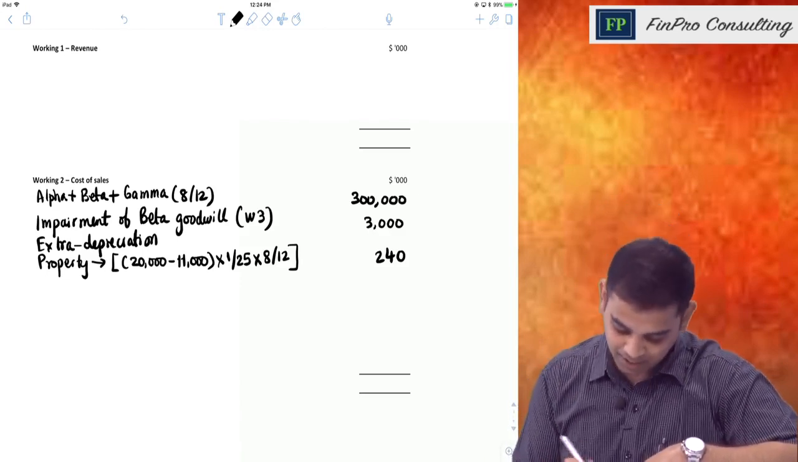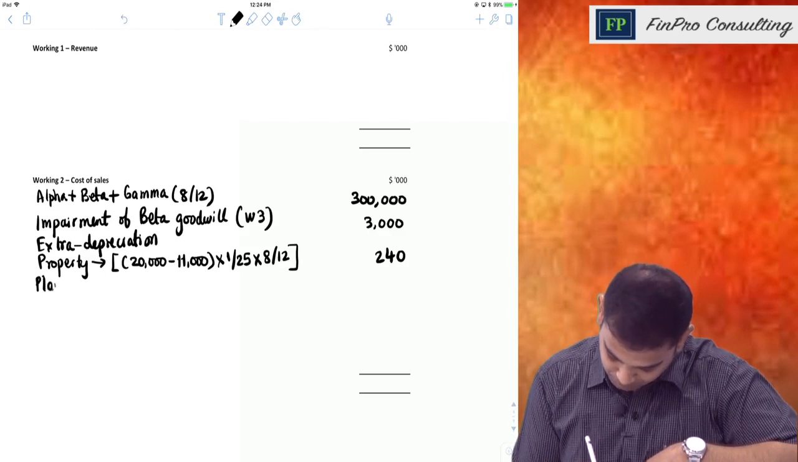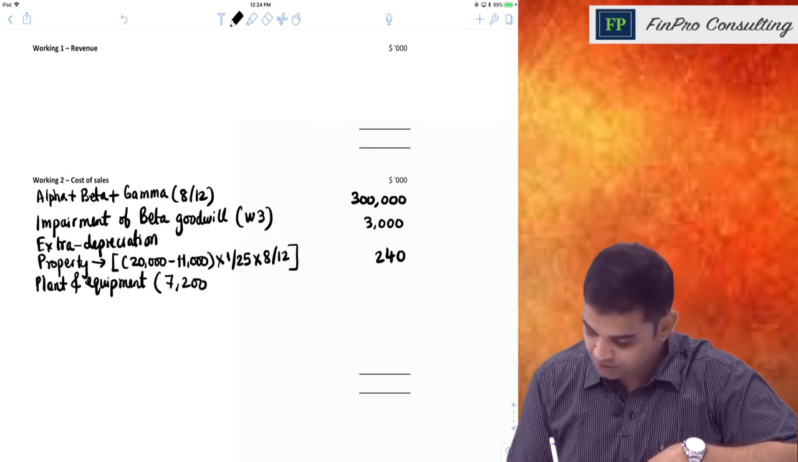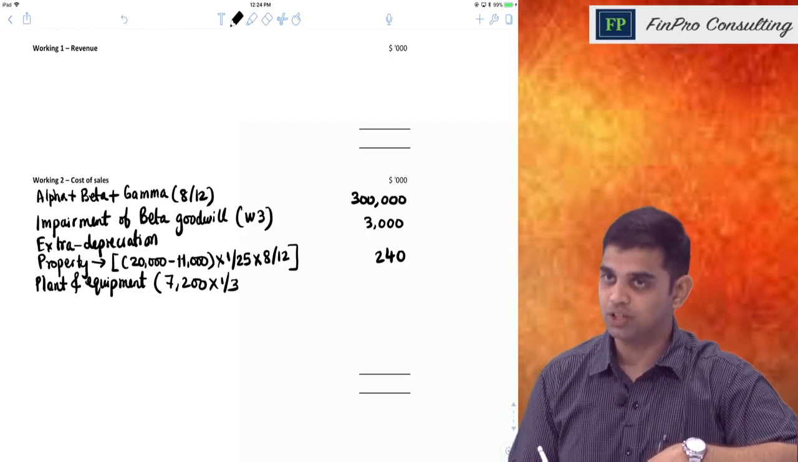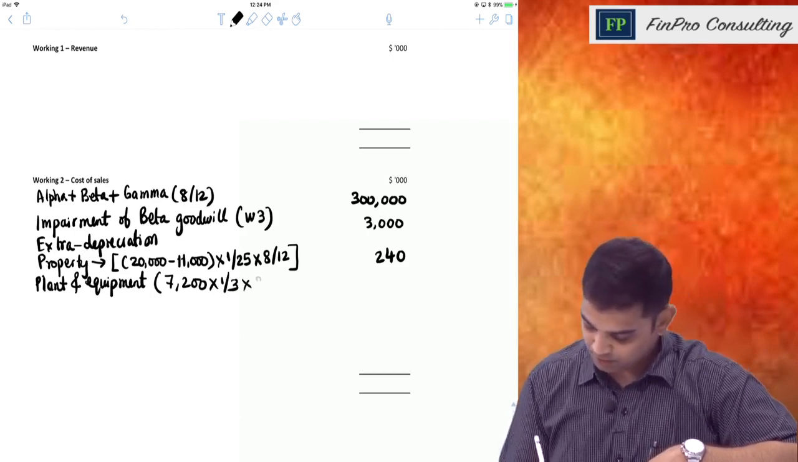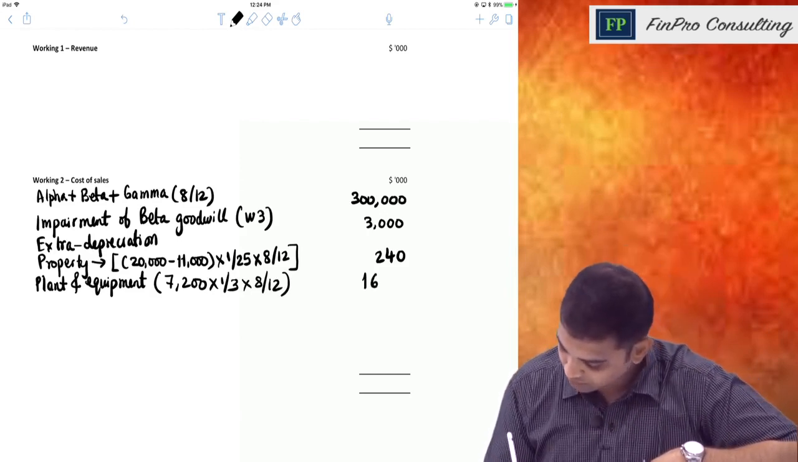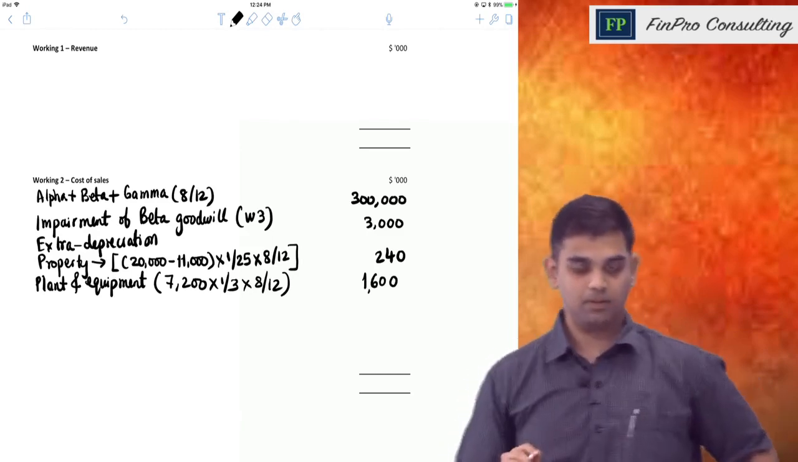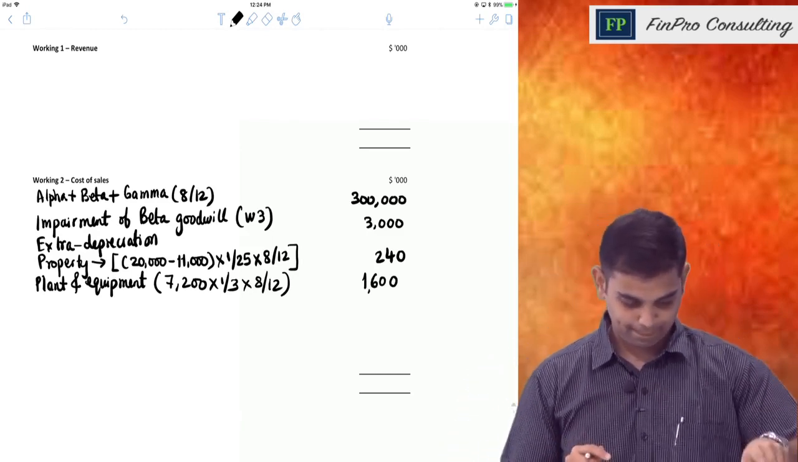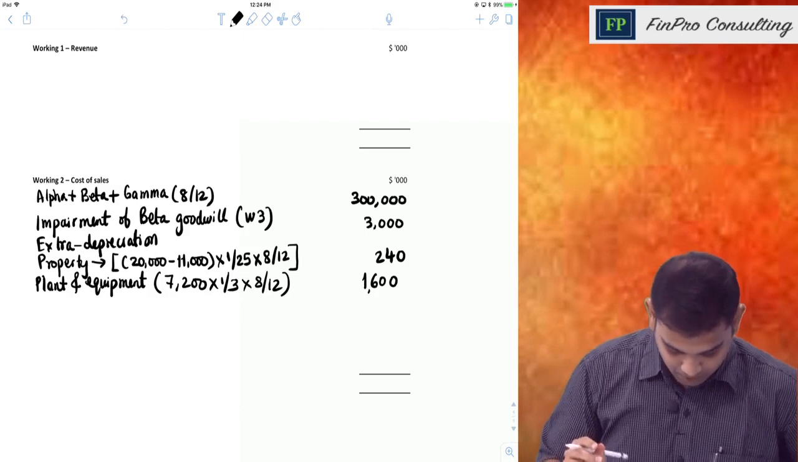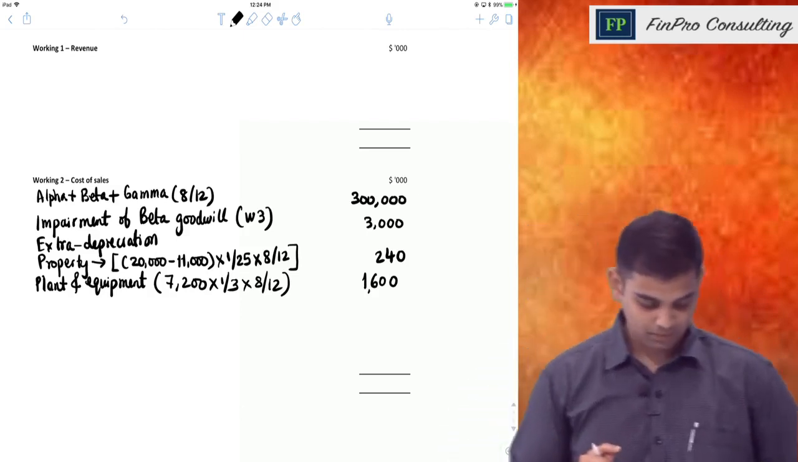Then second is plant and equipment. Simple. What is the amount? 7,200. My useful life is 3 years, right? 1 divided by 3, so 3 years into 8 months. 8 by 12. What is the amount? 1,600. Again positive because it's a cost. Okay. So note 2 is done. Nothing else more in note 2.